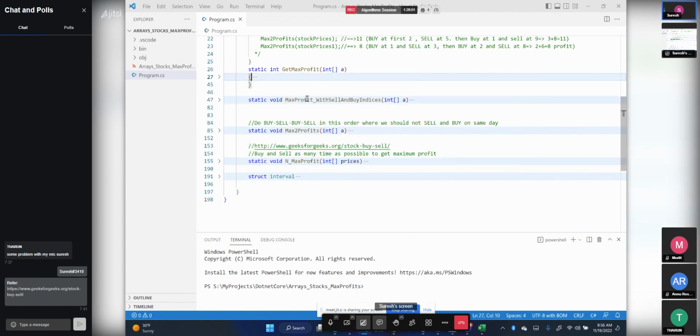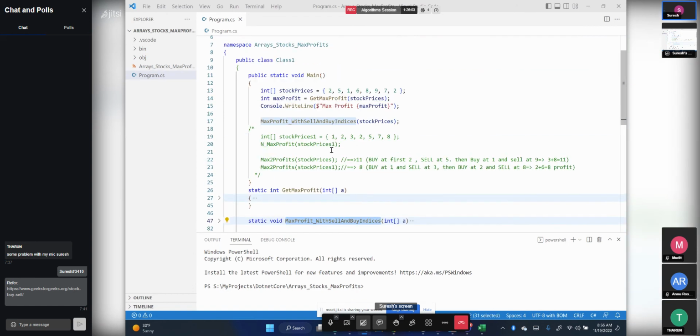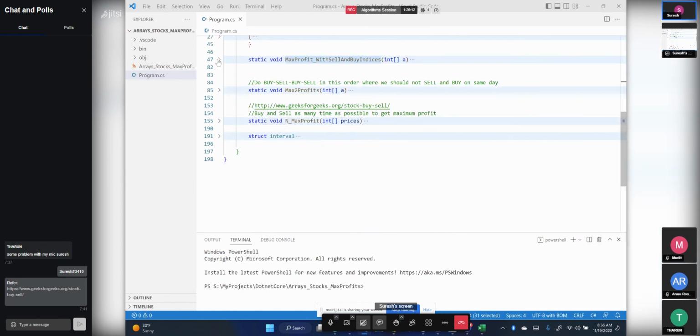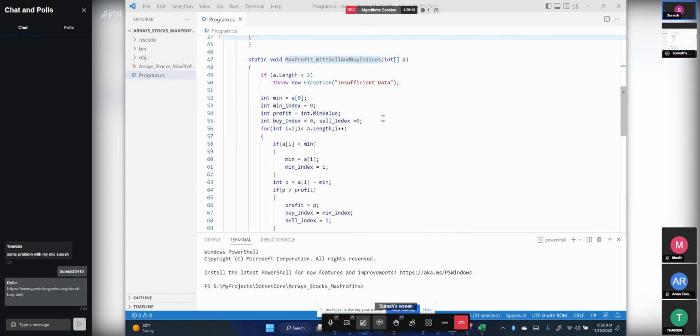Now coming back to the second algorithm. So what is the second one? We want max profit with sell and buy indices. We want those indexes as well. As I just said, we just need to add two more variables. In addition to minimum, whenever you take minimum as a[0], we will initialize minimum index equal to 0. Similarly, buy index is 0, sell index is 0. Profit is integer minimum.